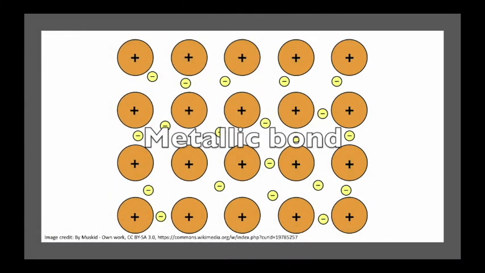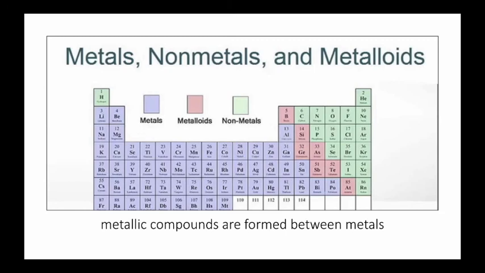This is the metallic bond. These bonds form between metals, especially the transition metals, which have a lot of unpaired electrons in their d orbitals, and these electrons can move around. Metallic bonding is not covalent and it's not ionic. It's really its own thing.